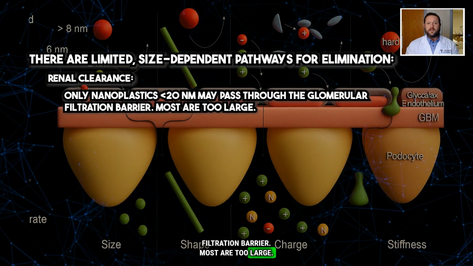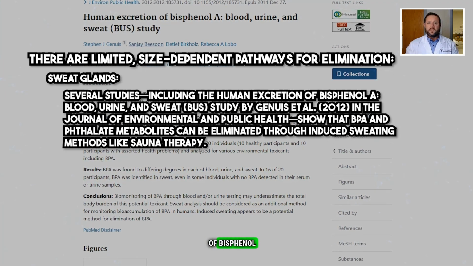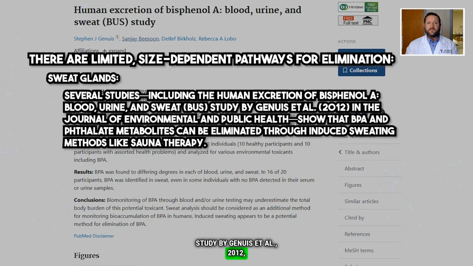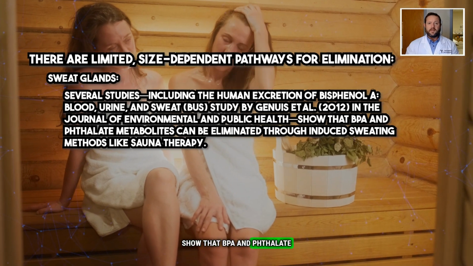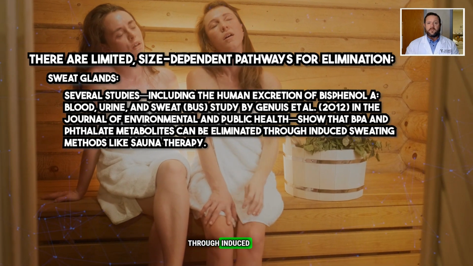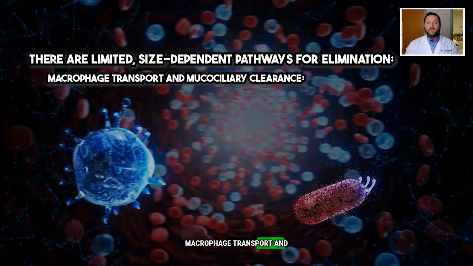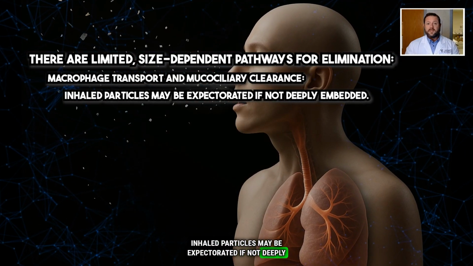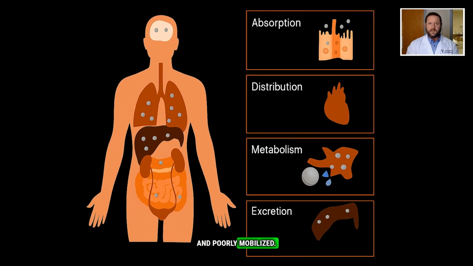Most are too large. Sweat glands. Several studies, including the human excretion of bisphenol A, blood, urine, and sweat, BUS, studied by Genuis et al., 2012, in the Journal of Environmental and Public Health, show that BPA and phthalate metabolites can be eliminated through induced sweating methods like sauna therapy, macrophage transport, and mucociliary clearance. Inhaled particles may be expectorated if not deeply embedded. Unfortunately, most microplastics that cross into tissue compartments are resistant to breakdown and poorly mobilized.